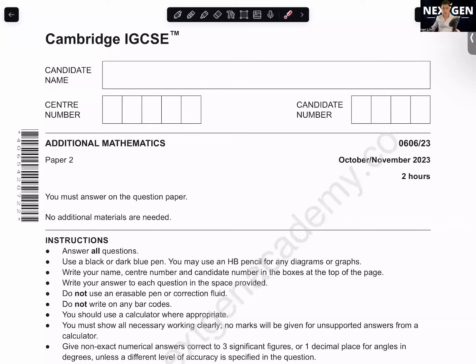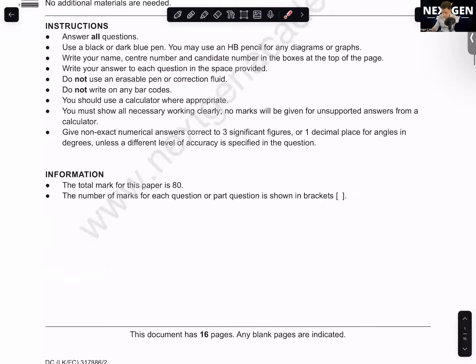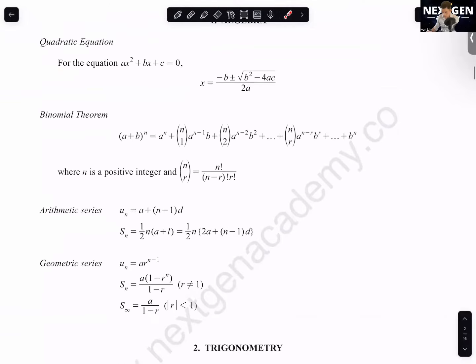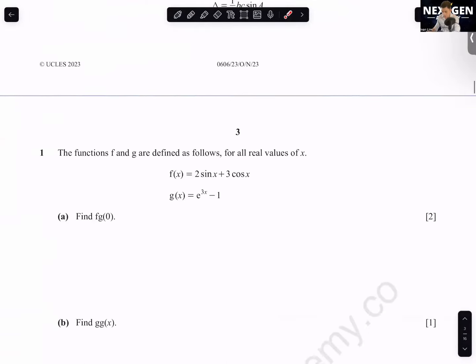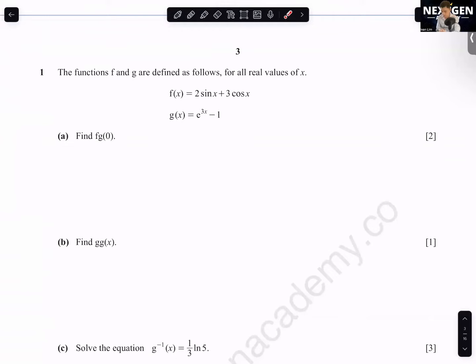All right, okay, welcome back, my next gen family. Today we are going to go through this paper, October, November 2023, paper 2-3. I won't go through all of this, but you all have mentioned a few tricky questions in this paper. So let's go.